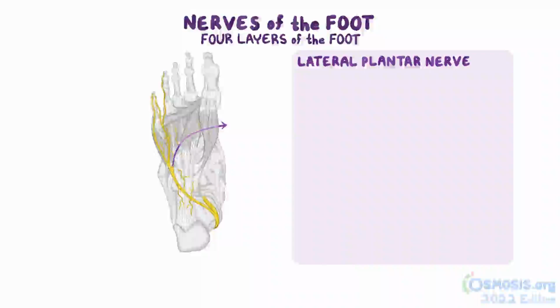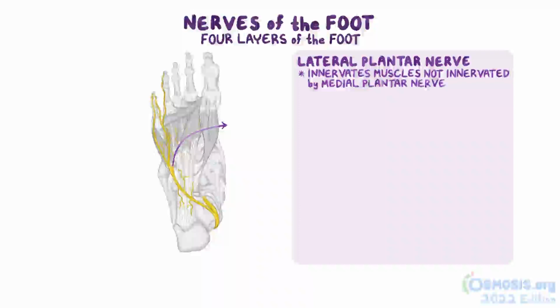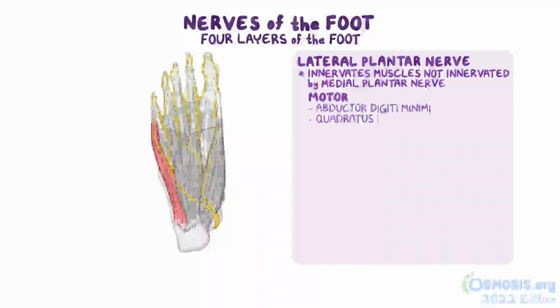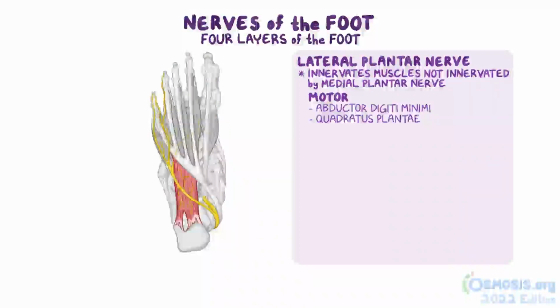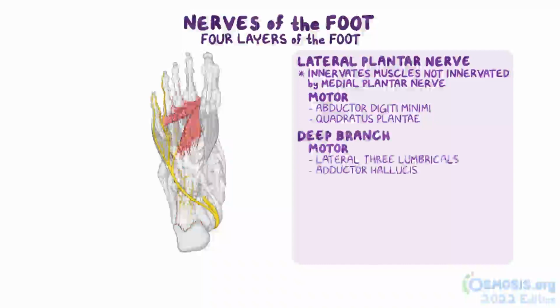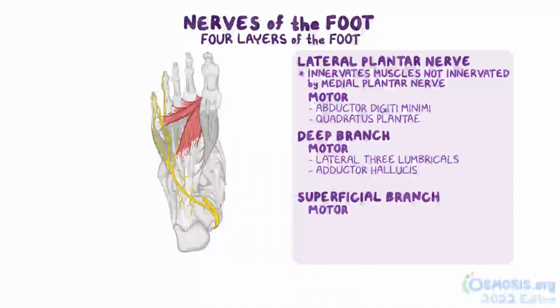The lateral plantar nerve, along with its superficial and deep branches, innervates the rest of the muscles on the plantar surface of the foot not innervated by the medial plantar nerve. This means the lateral plantar nerve provides motor innervation to the abductor digiti minimi in the first layer and the quadratus plantae in the second layer. Meanwhile, its deep branch gives motor innervation to the lateral three lumbricals. Then in the third layer, it innervates the adductor hallucis, while the superficial branch provides motor innervation to flexor digiti minimi brevis. Finally, in the fourth layer, the deep branch innervates all of the plantar and dorsal interossei.